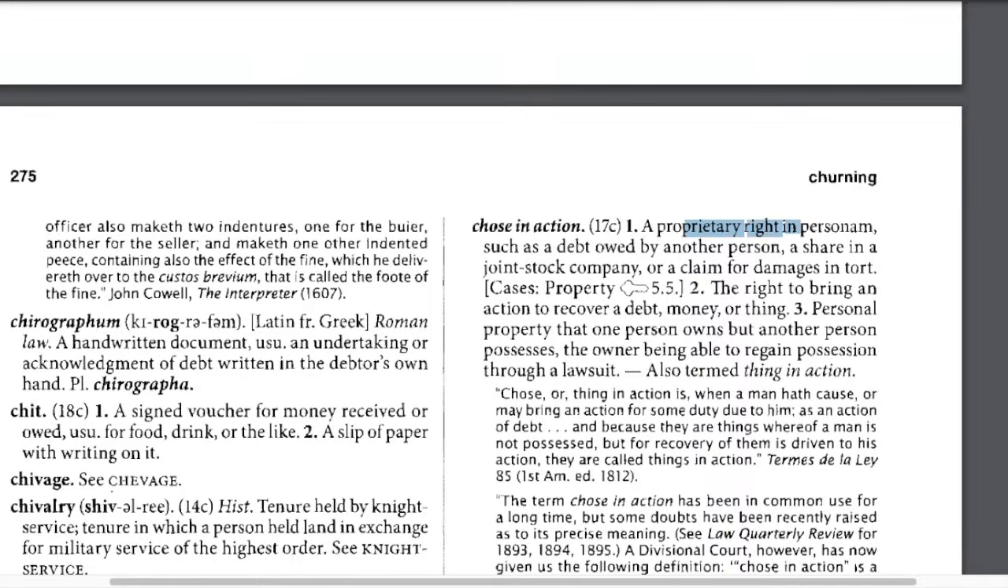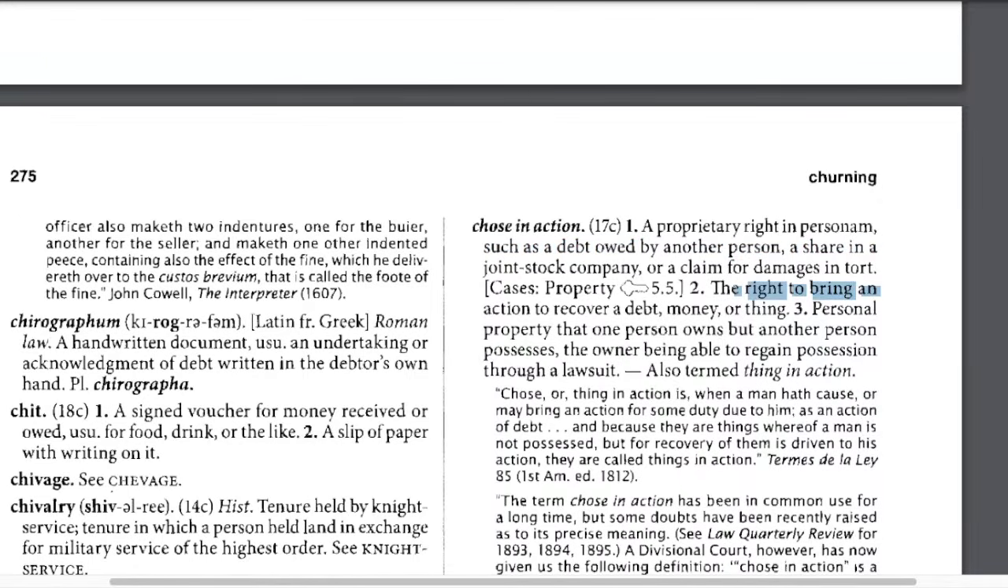And then we go on to see shows in action from the 17th century. It's a proprietary right in personam. So this is a personal right, a proprietary right in personam, such as a debt owed by another person, a share in a joint stock company, or a claim for damages in tort. So a shows in action could be just a claim for damages in tort, or a right in personam, such as a debt owed. These are cases, it seems like, or actions.